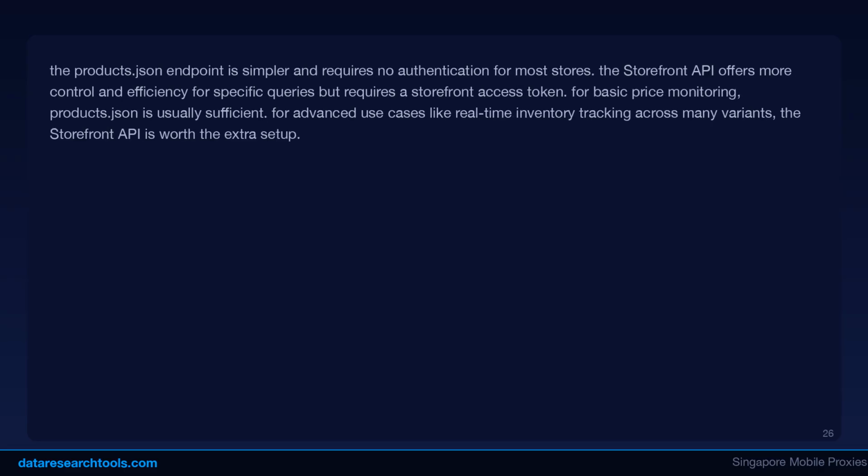When you encounter checkpoint challenges frequently, switch to higher quality proxies such as ISP or mobile, use a headless browser with realistic fingerprints, and reduce your request rate. Persistent challenges usually indicate your IP pool's trust score is too low or your request pattern is too aggressive.